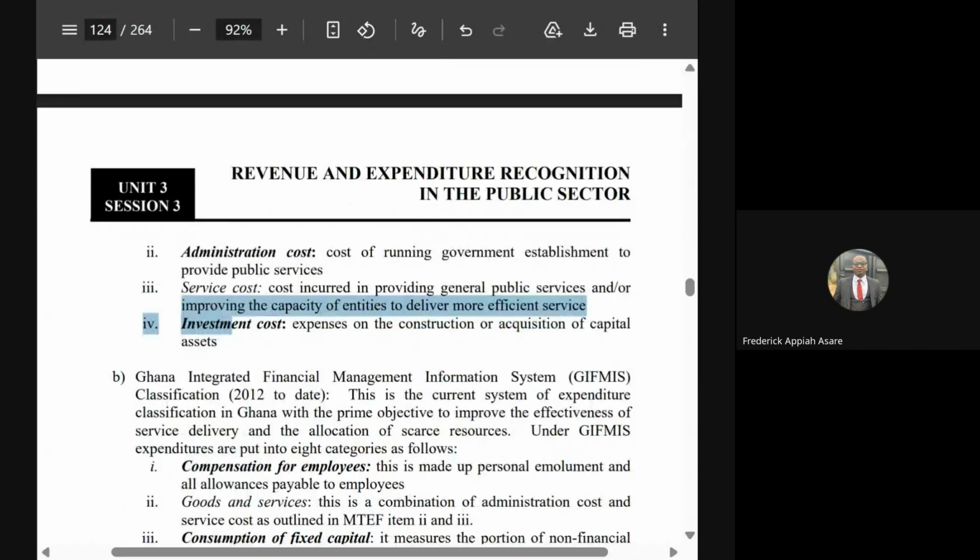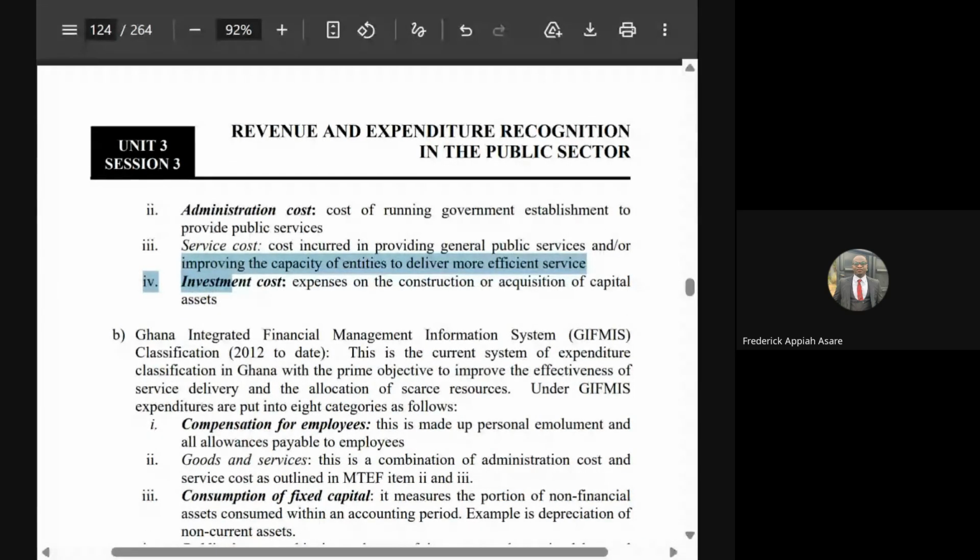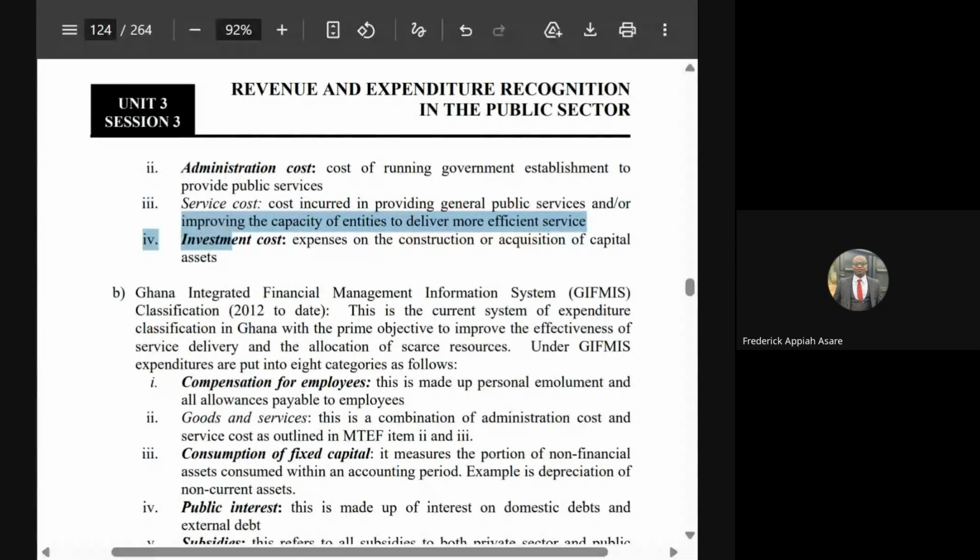However, that basis has been taken out. They are no more using that basis. So from 2012 to date, we are using what we call GEFMES.